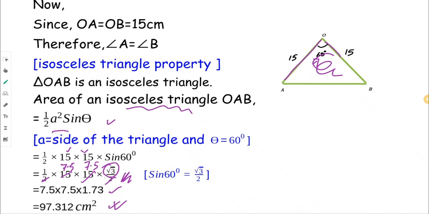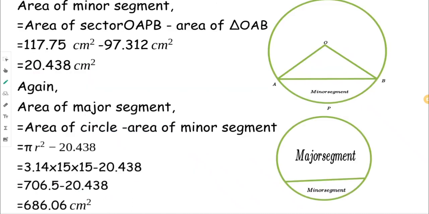Now in order to find the minor segment, I just have to subtract. Area of the minor segment equals area of the sector, this whole sector, minus area of this triangle. So I'm writing down the formula. Area of sector we got to be 117.75, and area of triangle OAB we just got, 97.312. So simple, just subtract, and we're going to get the area to be equal to 20.438.